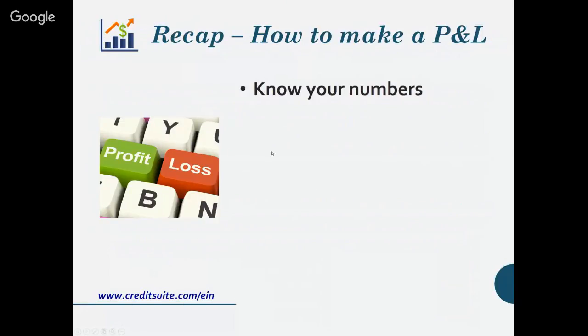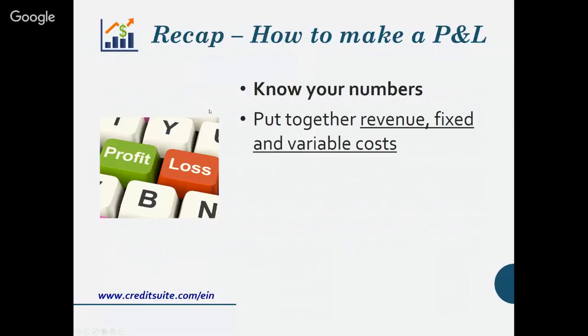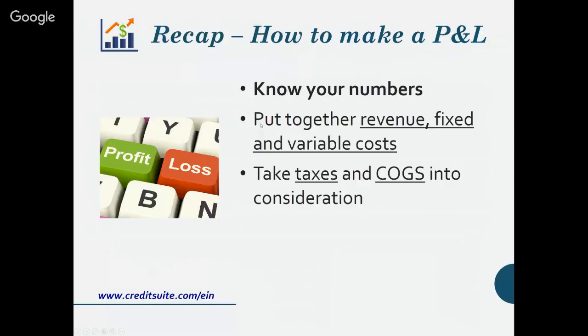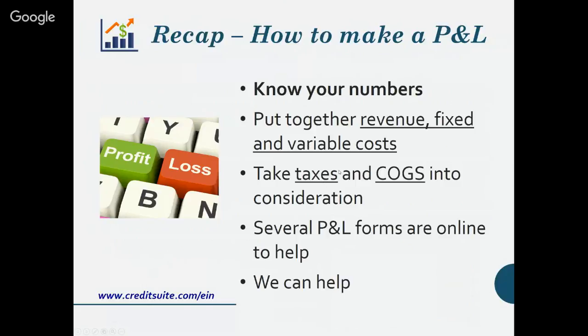So how do you make a P&L? Well, know your numbers. Put together revenue, fixed and variable costs. Remember, the revenue is the money coming in. Fixed costs are rent, things like that that don't change. Variable costs are things like marketing and advertising that do change. Take taxes and your COGS, the cost of goods to produce that item, into consideration to really get to what you're really making. Several P&L forms are online to help. There are a lot of different places and ways that you can get those.